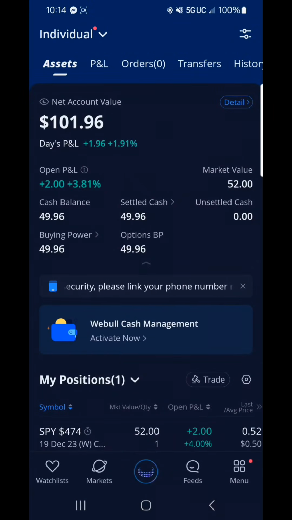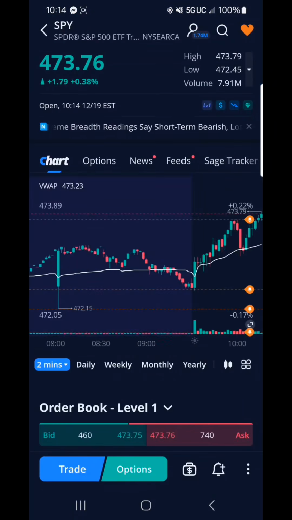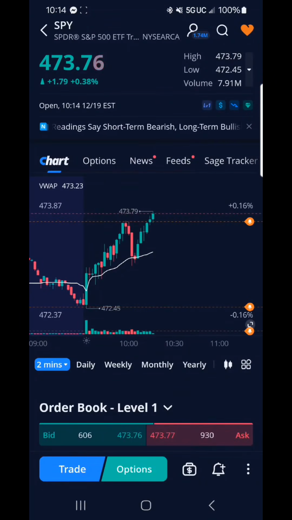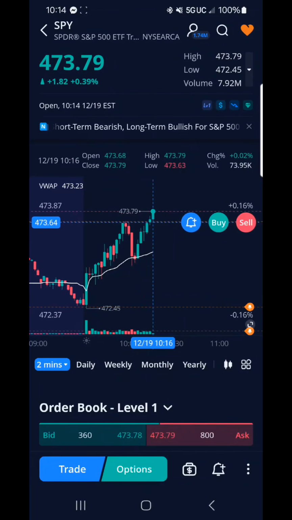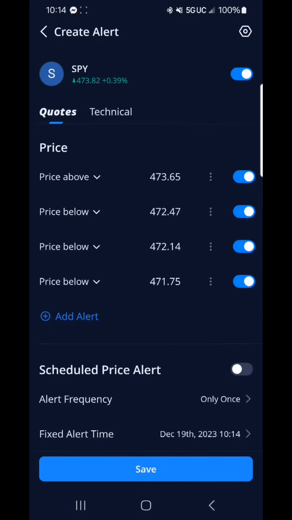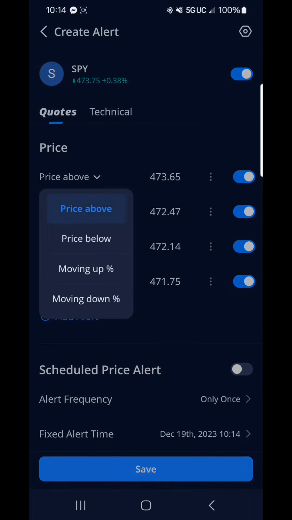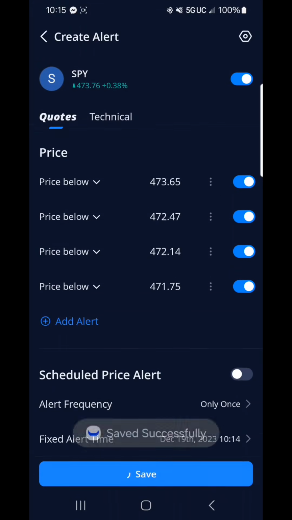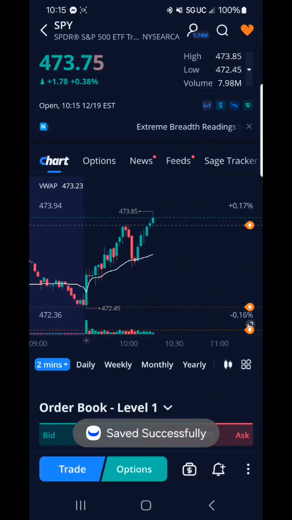As you can see here, I'm currently up 4%, $2, 2%, $1, whatever now. So that's cool. Let me pop back over here. My stop loss is now gonna be my line that was resistance. I'm gonna make that support, so 473.65. I'm gonna change that from price above to price below, and I'm gonna get out if a candle closes below that.